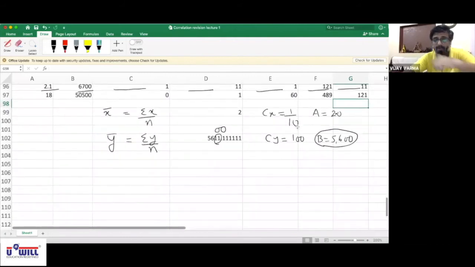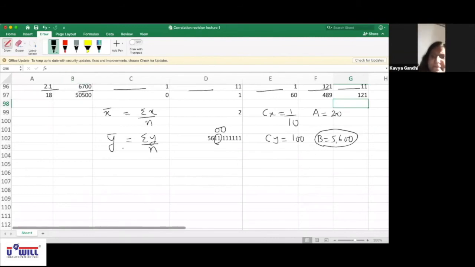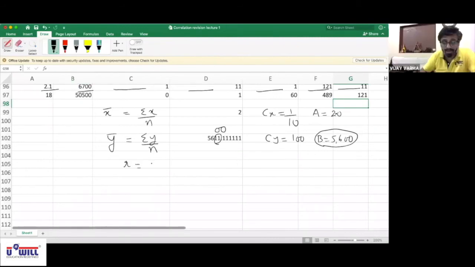Now all of you write down the formula, and we'll apply it. R equals n sigma uv minus sigma u into sigma v, upon square root of n sigma u square minus sigma u whole square, into square root of n sigma v square minus sigma v whole square.